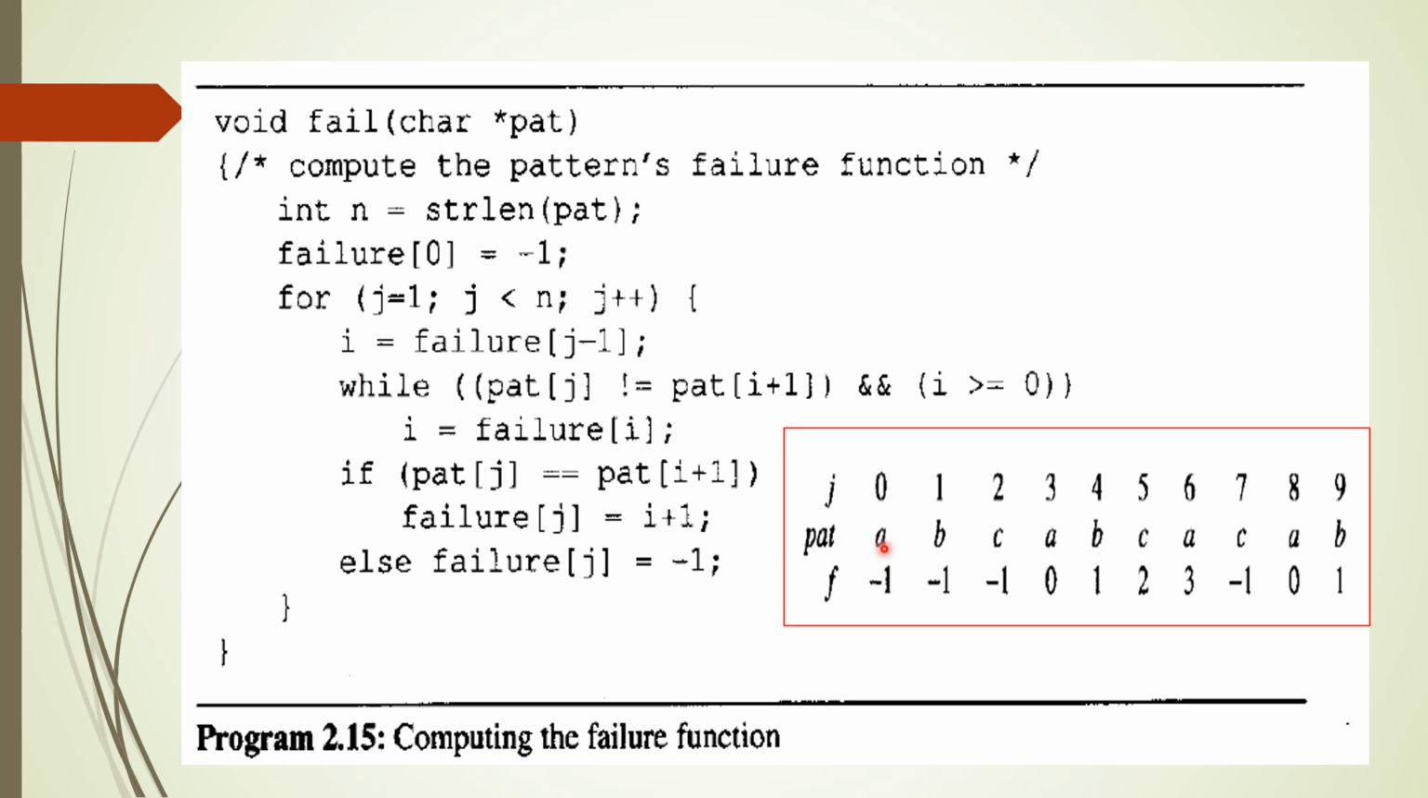I will obtain the previous value of the failure function. i is equal to failure of j. The value of j is 1, 1 minus 1 is 0, and failure of 0 is -1. So here the value of i is -1. Then in the while loop, pattern of j is compared with pattern of i plus 1, which is -1 plus 1 is 0, pattern of 0. This character is compared with this. So here it is not equal, the condition is true, and i is greater than 0, the condition is false. So it will come out of the while loop.